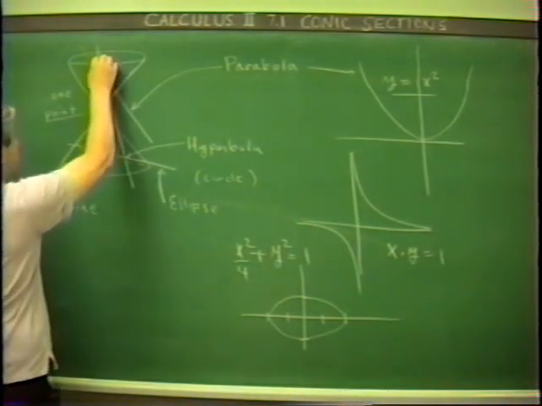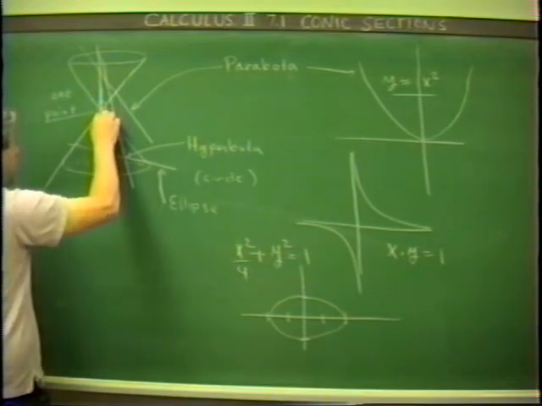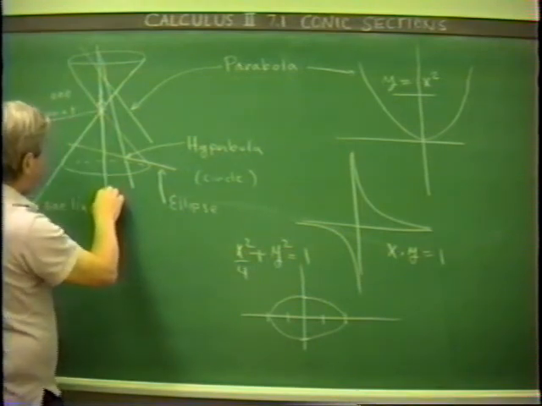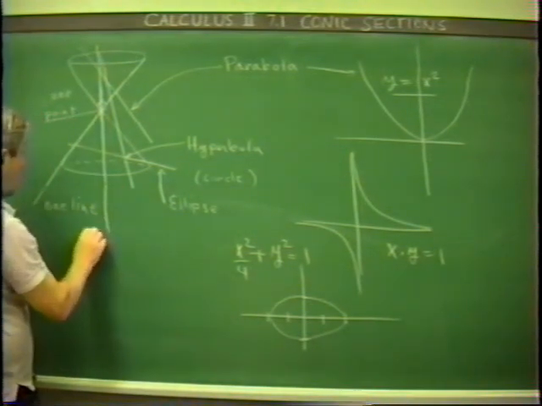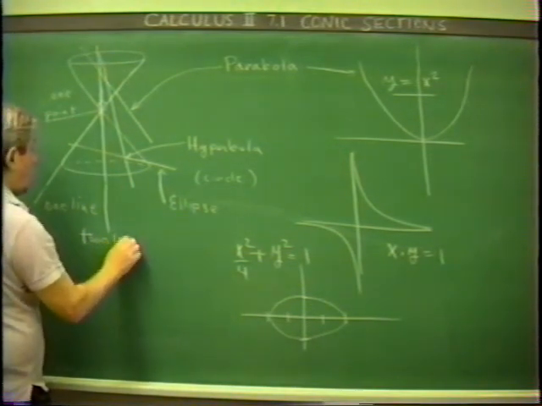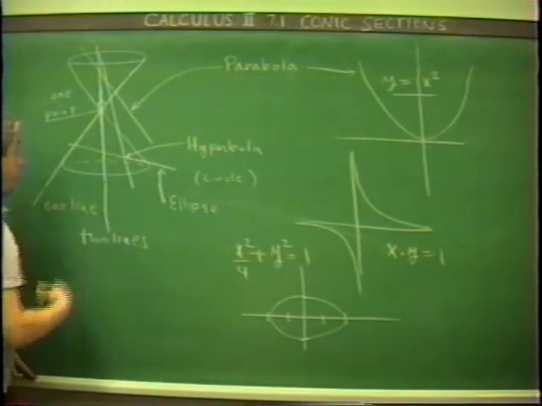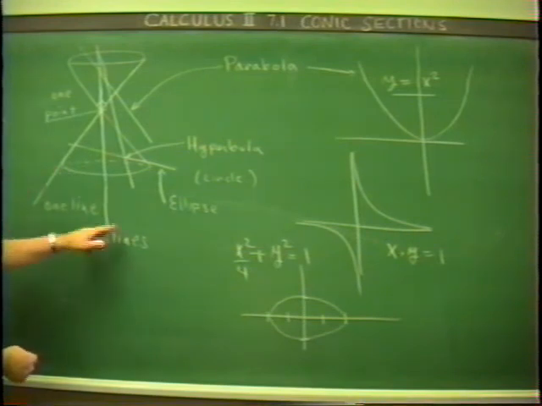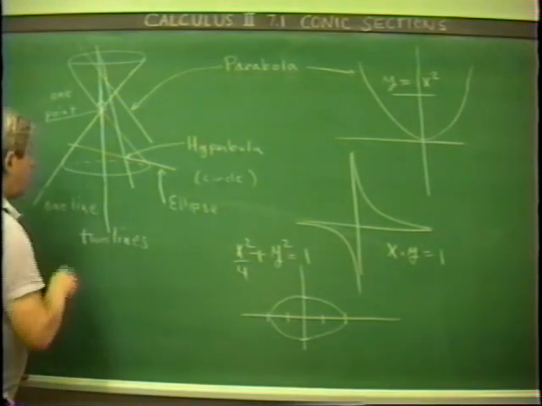If we take the plane that goes through the center here, we're going to get two lines. They'll meet in a point. It's not possible to get two parallel lines, although there's a reason why two parallel lines are also considered to be conic sections.